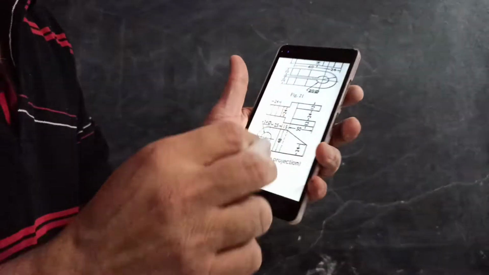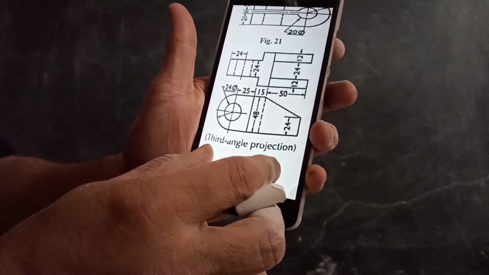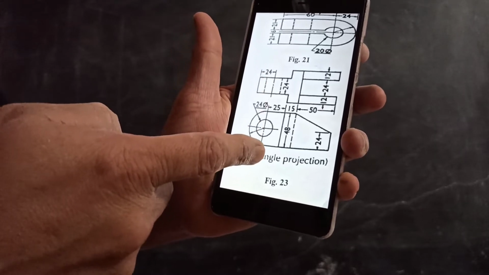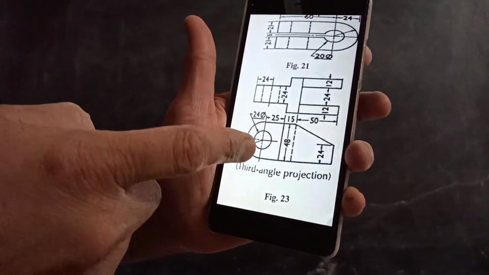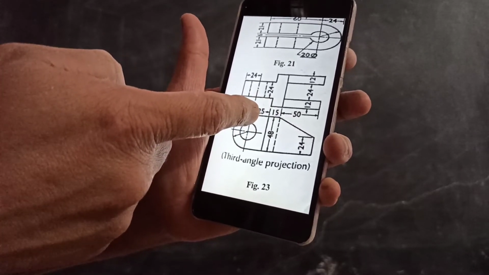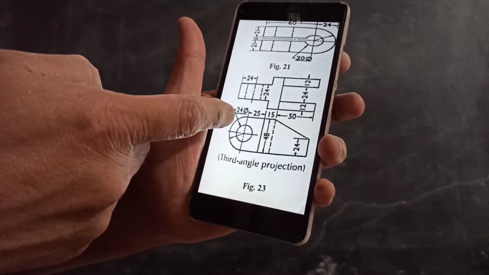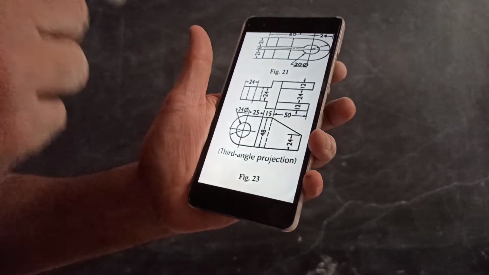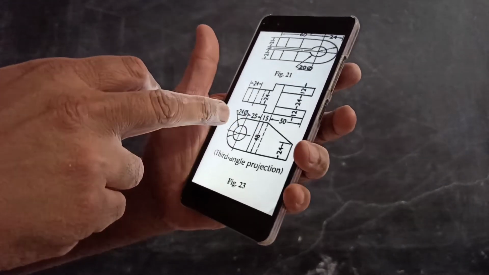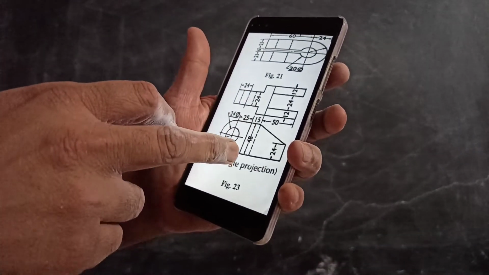So now we'll see this problem here, figure number 23. Here it is written third angle projection method. So it means this is top view, this is front view. The length of this problem is 50 plus 15, 65 plus 25, that is 90, and this is 24. So it is 114. So total length is 114 and the height is 48.